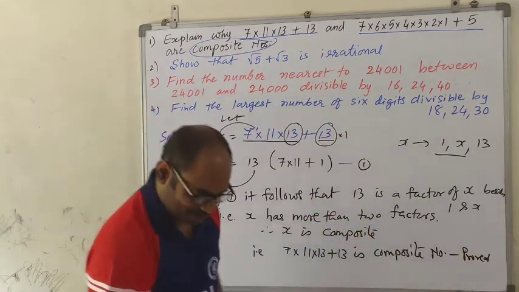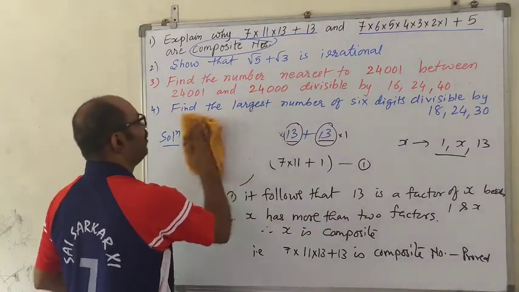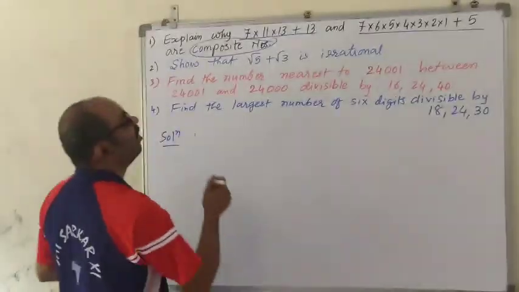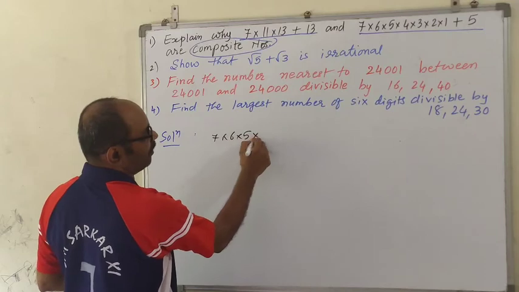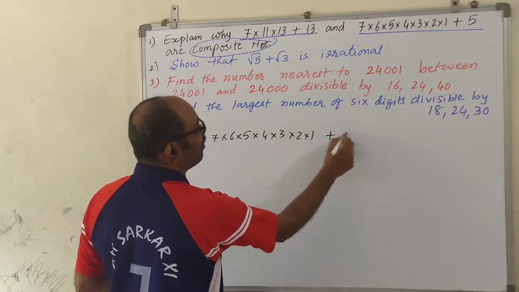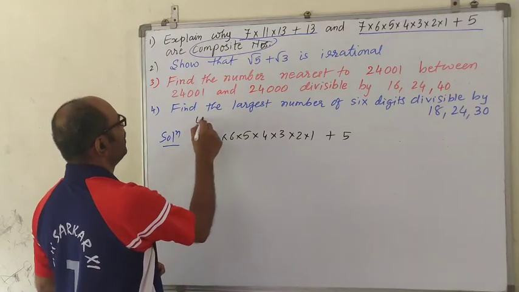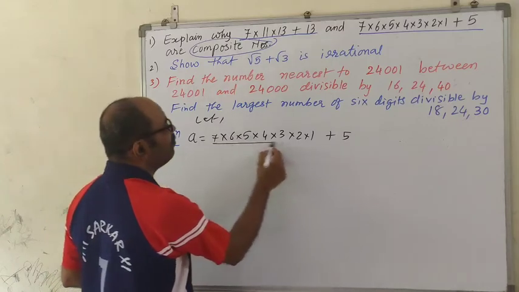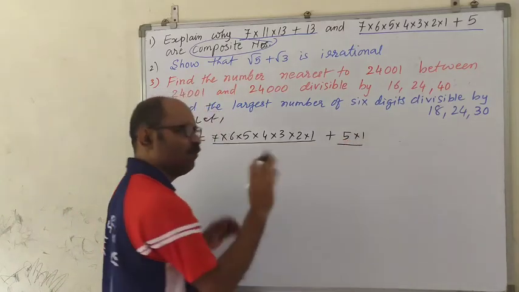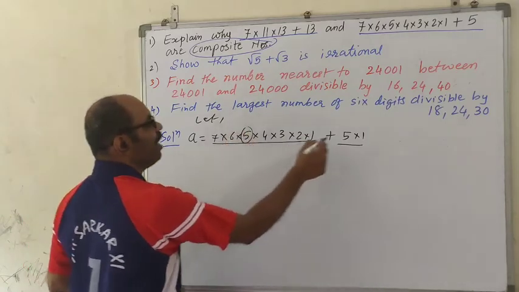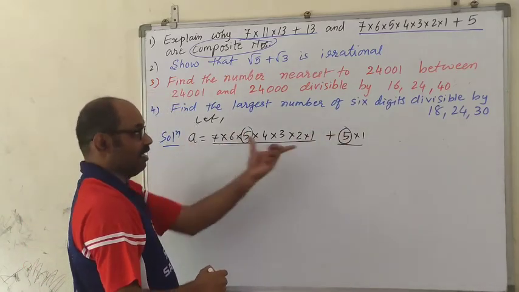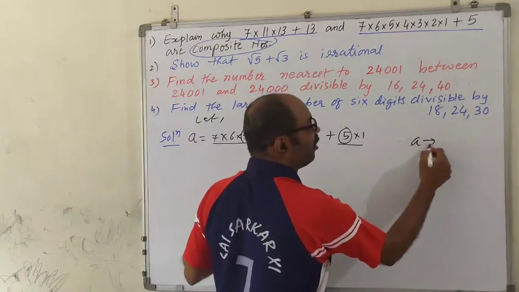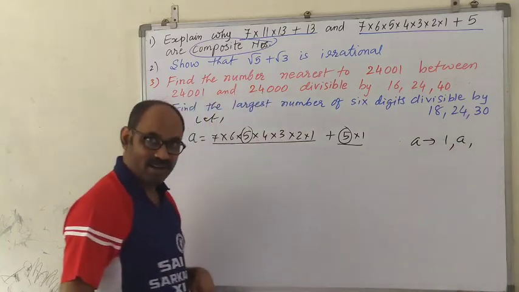Follow? Okay. Now the second one. What is that? 7 into 6 into 5 into 4 into 3 into 2 into 1 plus 5. It is also two terms. Let me say, let small a be equal to this number. It has two terms. You may write into 1 if you want. What is common in the two terms? I just told you this number on the right hand side has two terms and that expression I called a. a has two factors of course, 1 and a. Are you getting me?